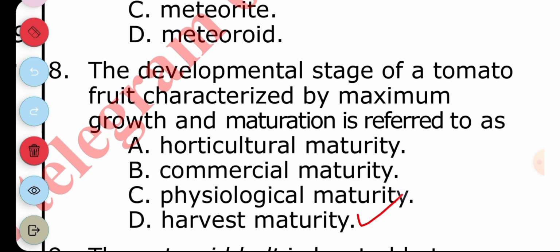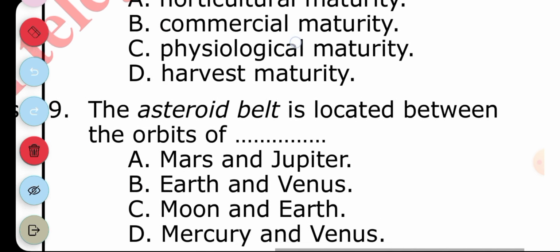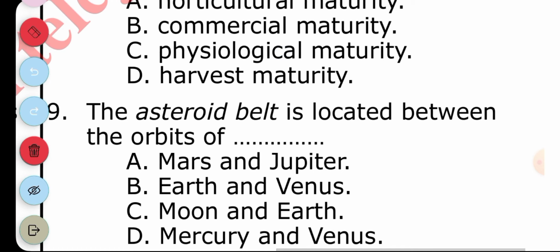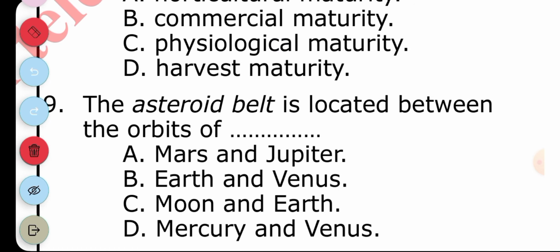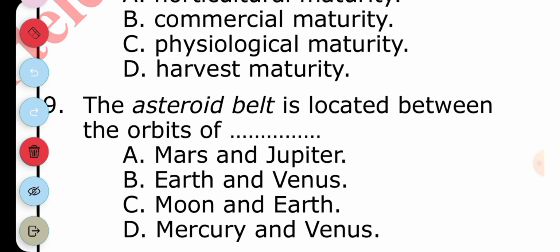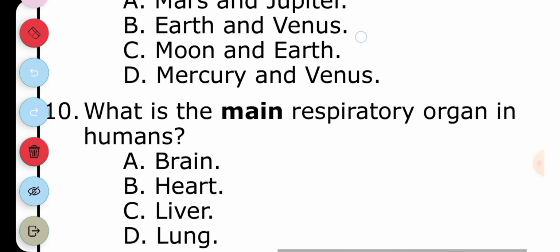Harvest maturity. Question 9. The asteroid belt is located between the orbits of A, Mars and Jupiter, B, Earth and Venus, C, Moon and Earth, D, Mercury and Venus. The answer to question 9 is A, Mars and Jupiter.